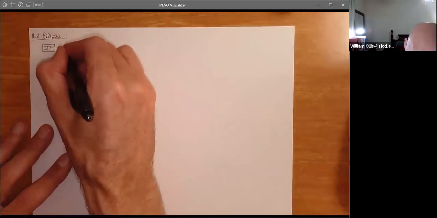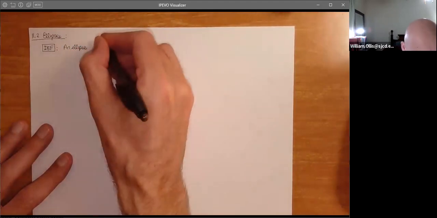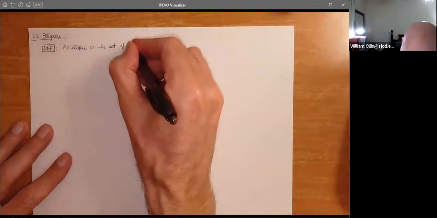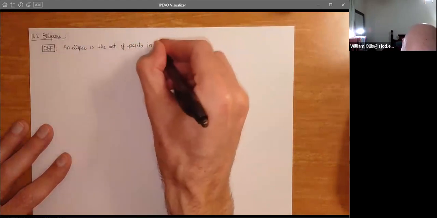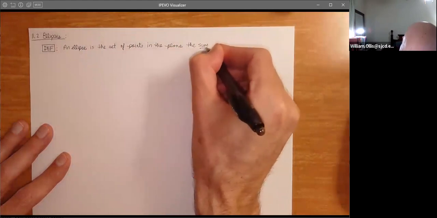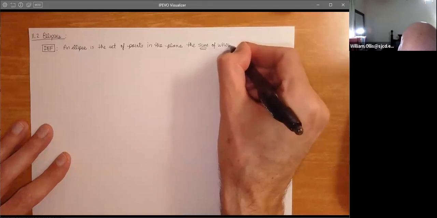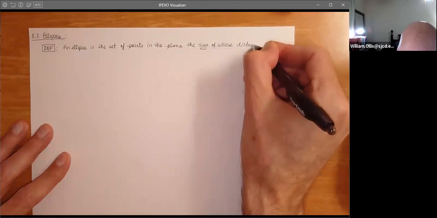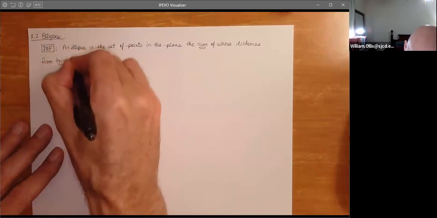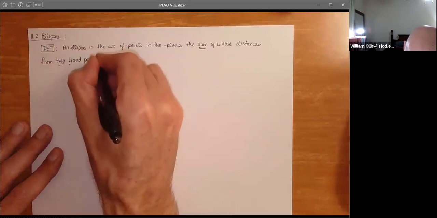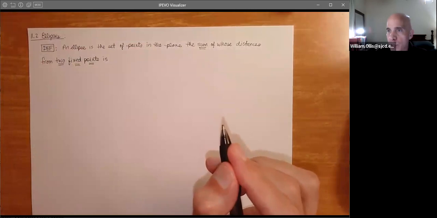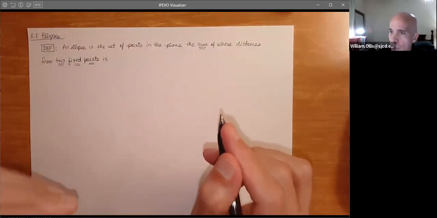So here's what the definition looks like. An ellipse, and you may have seen this in a previous class, just like with the parabola, is the set of points in the plane, the sum. Now this is kind of odd. The sum of whose distances, sounds like an English class now, from two fixed points. Now you're thinking, what are we going to call these fixed points? Well, that means we're going to have one focus and another focus, and the plural of that will be the foci. So those will be the two points.